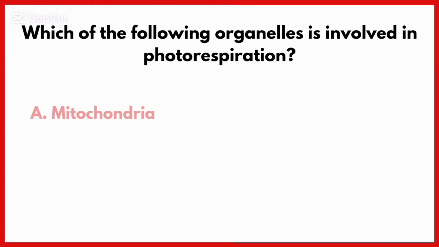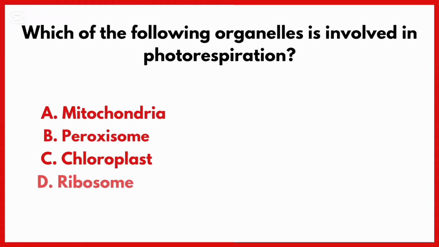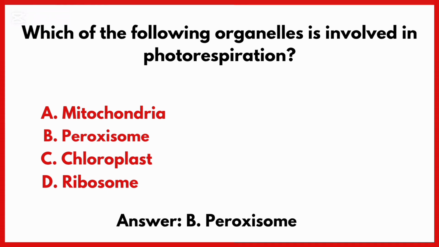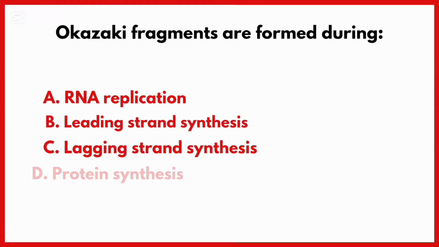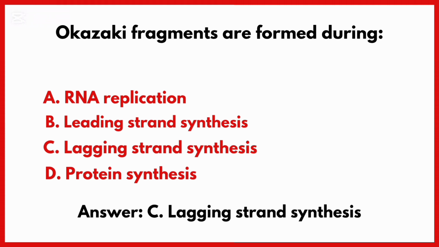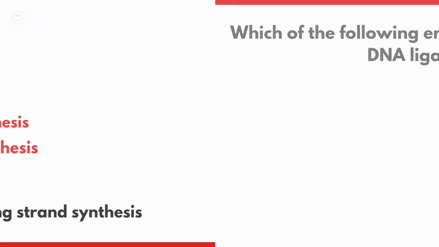Which of the following organelles is involved in photorespiration? Correct answer is option B, peroxisome. Okazaki fragments are formed during. Correct answer is option C, lagging strand synthesis.